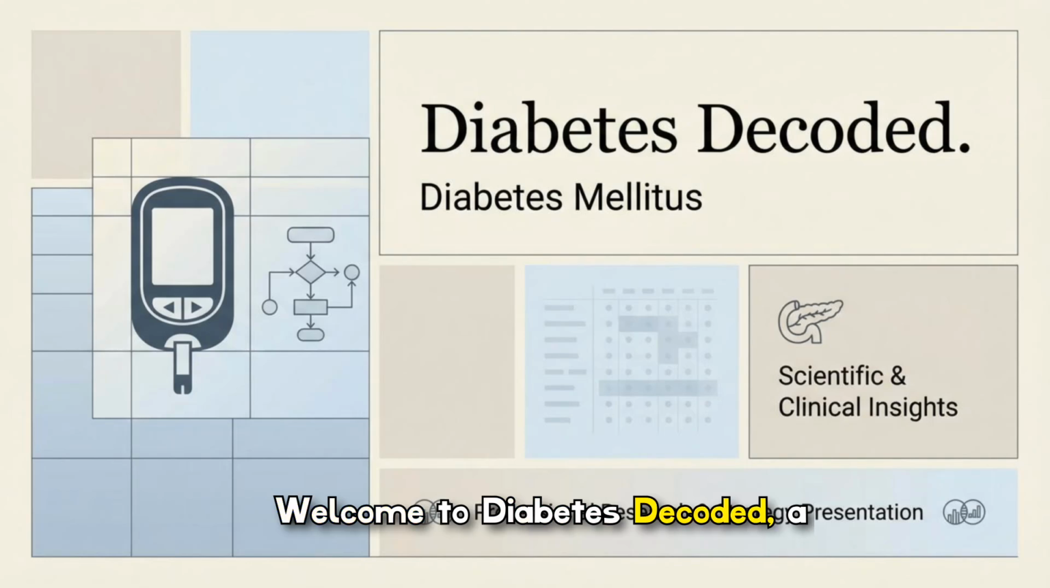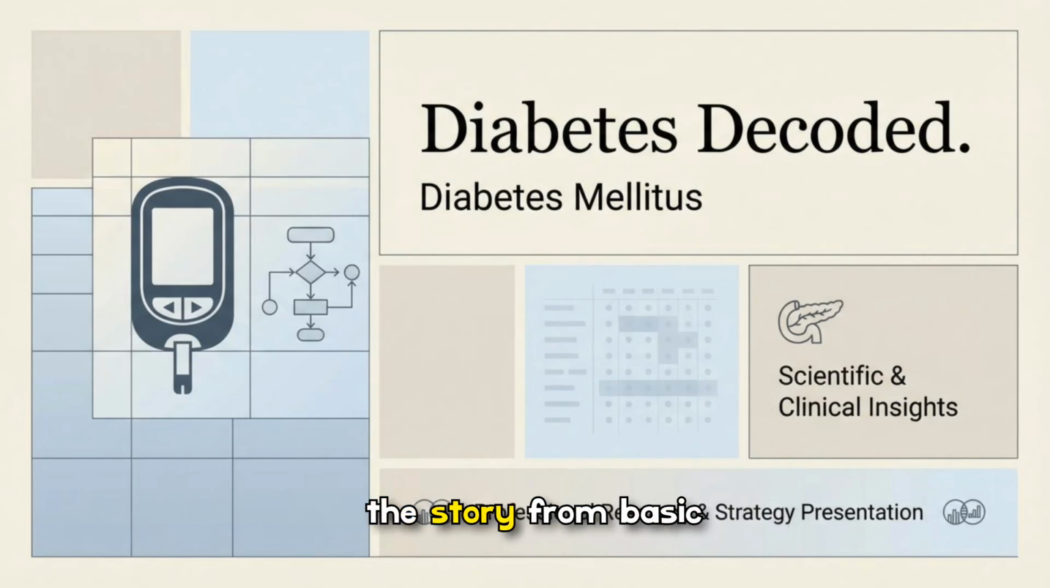Welcome to Diabetes Decoded, a concise guide to diabetes mellitus that blends scientific insight with clinical perspective. In this presentation, we'll explore what diabetes is, how it develops, and why it matters for long-term health, guided by diagrams like a glucose meter and pancreatic icons, to frame the story from basic mechanisms through modern management strategies.